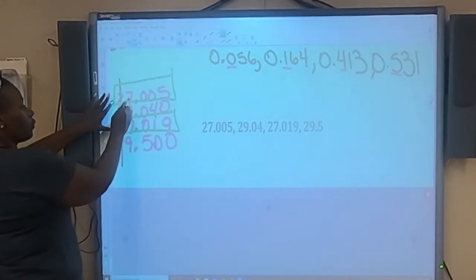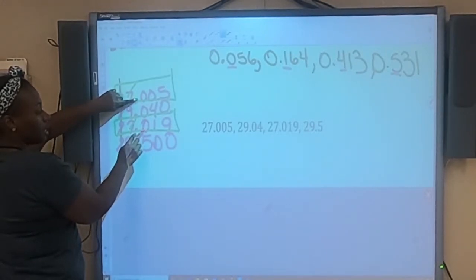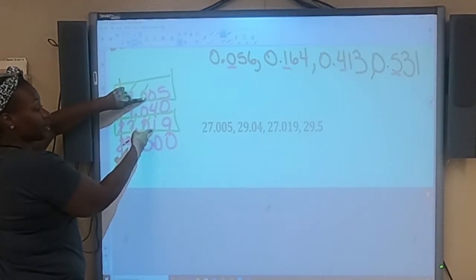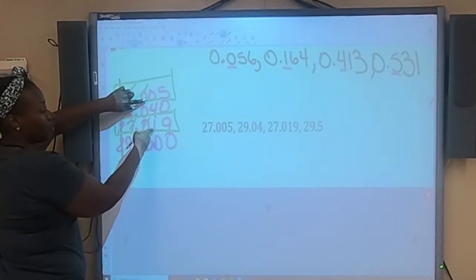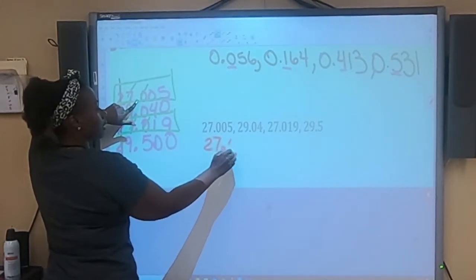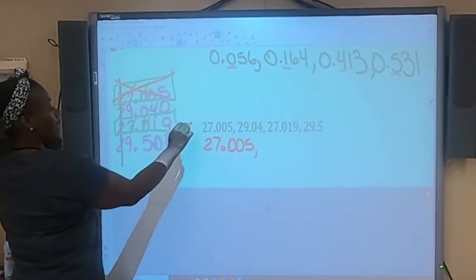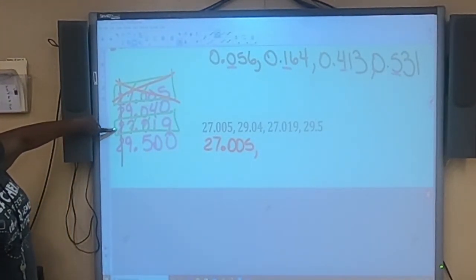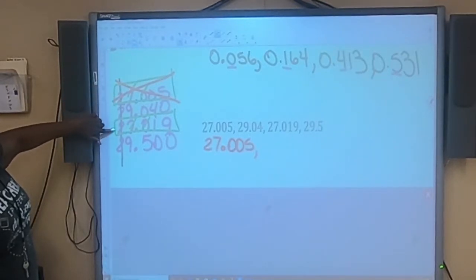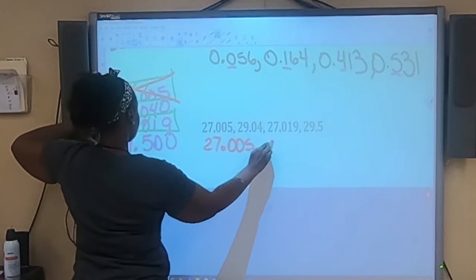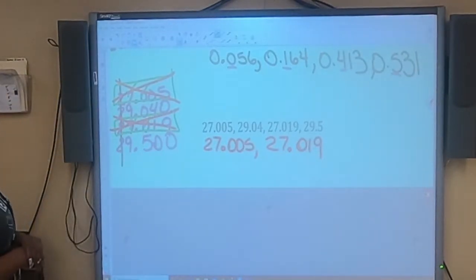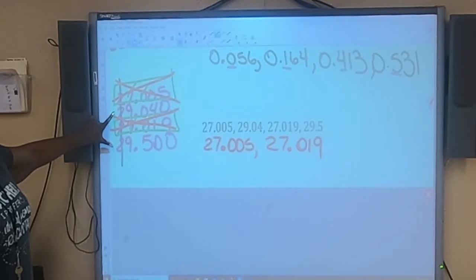Okay? So we know that the 2 7s are the same, so I'm going to move to the tenths. We know that the 2 zeros are the same, so I'm going to move to the hundredths. Those are different. And I know that 0 is smaller than 1. So my first number has to be the one with this 0: 27 and 5 thousandths. Once I get rid of that, my next one has to be the other 27 number. Remember, we were only looking at the 27s. If this 27 was the smallest, then this next one has to be second in line: 27 and 19 thousandths.